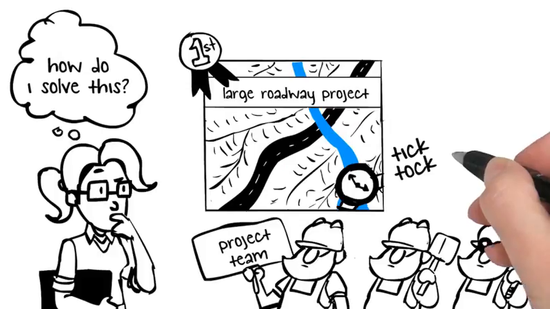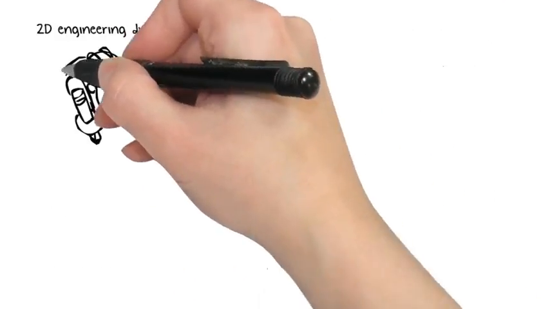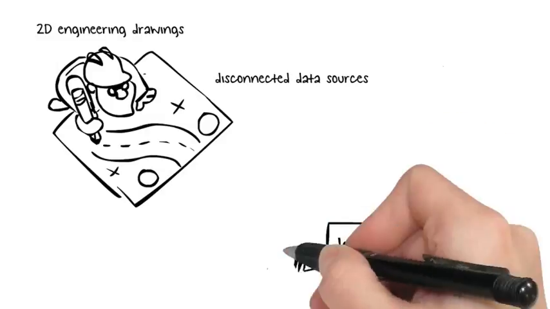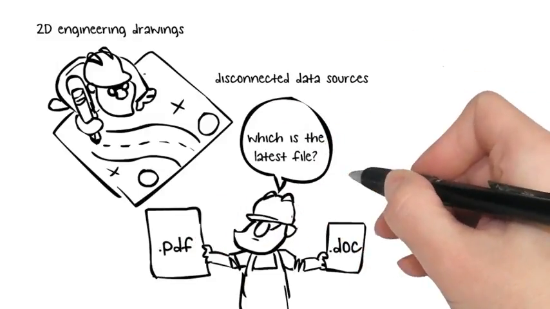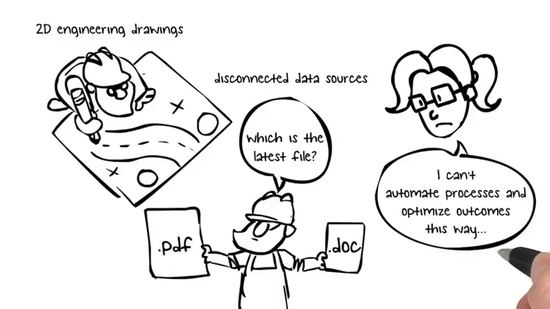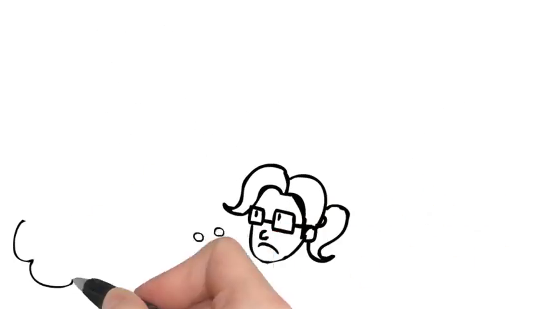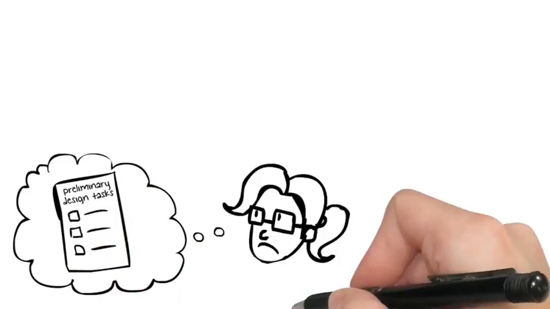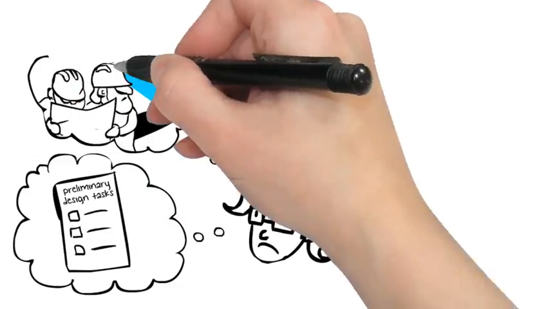Josie wants to change the way she works. 2D engineering drawings, with disconnected data sources and time-consuming workflows, limit her ability to automate processes and optimize outcomes. How can she perform preliminary drainage design tasks while the highway engineering team is evaluating design alternatives?